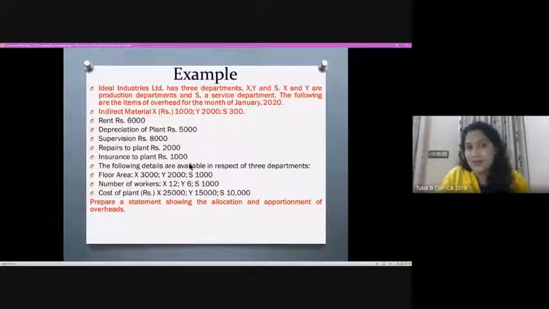So indirect material for X, it is 1000. For Y, it is 2000. For S, it is 300. Now, let's look at how that is being allocated to our department.